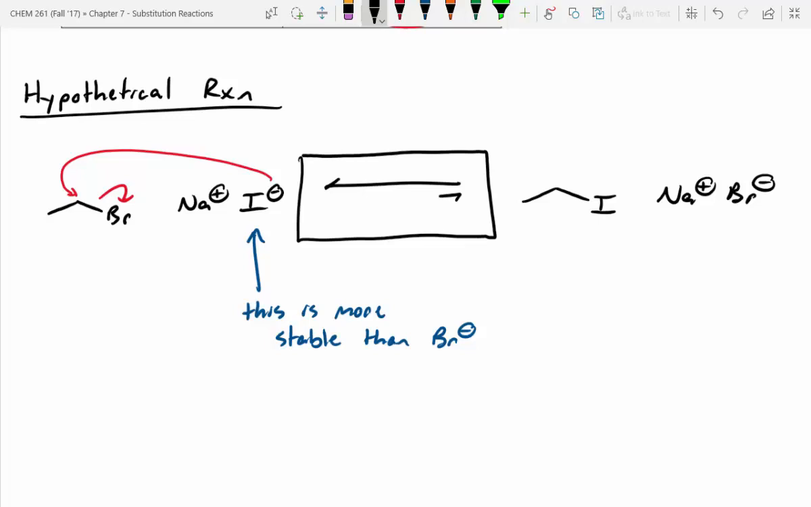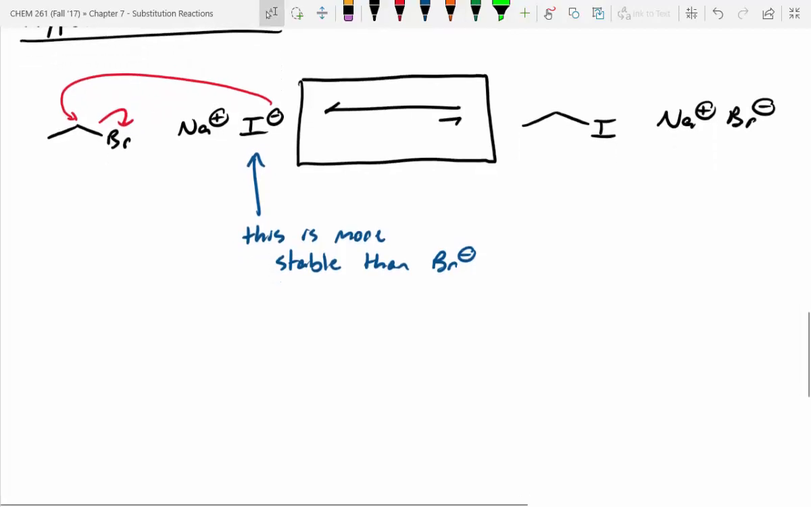However, occasionally you can exploit this. And like I said, because it's in equilibrium, maybe we only have 1% of the right-hand side, but that 1% can still do additional chemistry, and we may talk about that later if we have time. But make sure you pay attention to the stability of your leaving groups. It's really similar to acid-base chemistry. All right, so now let's take a look at solvents a little bit.